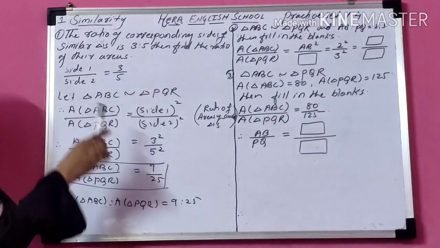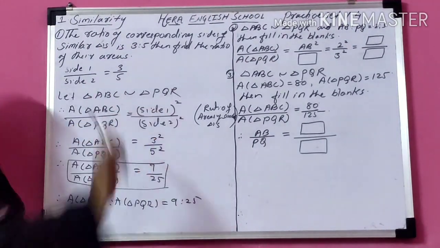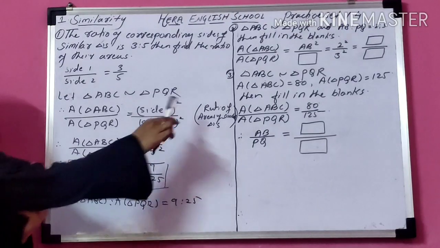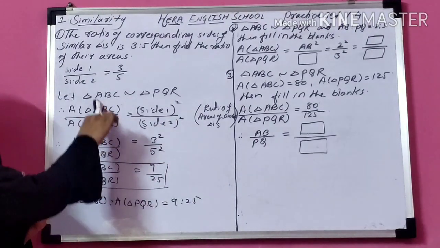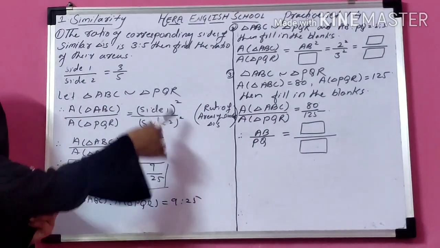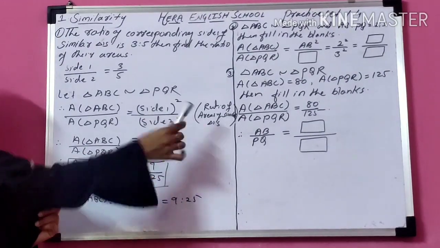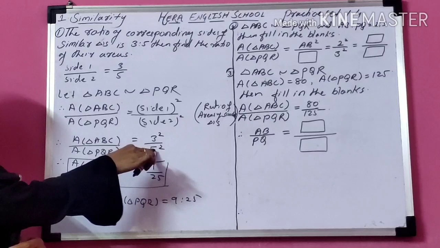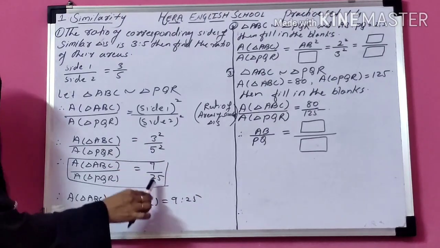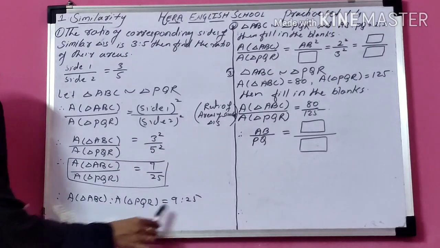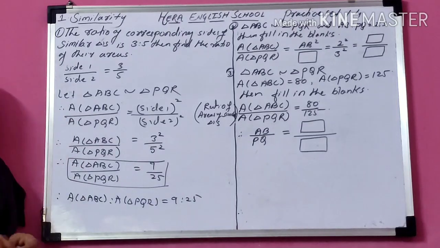Triangles are already similar. So triangle ABC is similar to triangle PQR. When the triangles are similar, the ratio of their areas is equal to the square of corresponding sides. So square of side 1 upon square of side 2. Substitute the value 3 square upon 5 square, 9 upon 25. So the answer is 9:25.